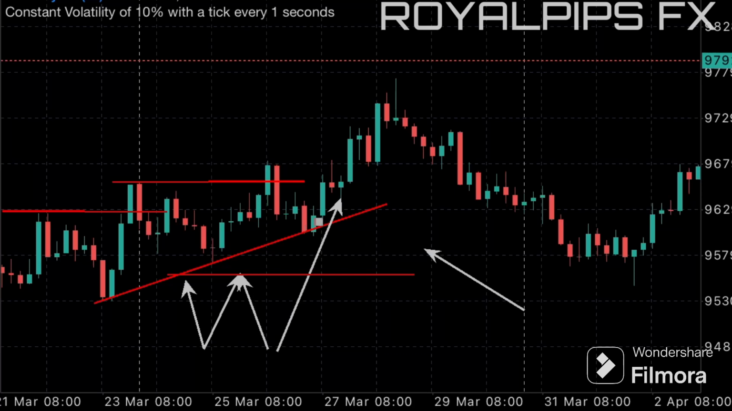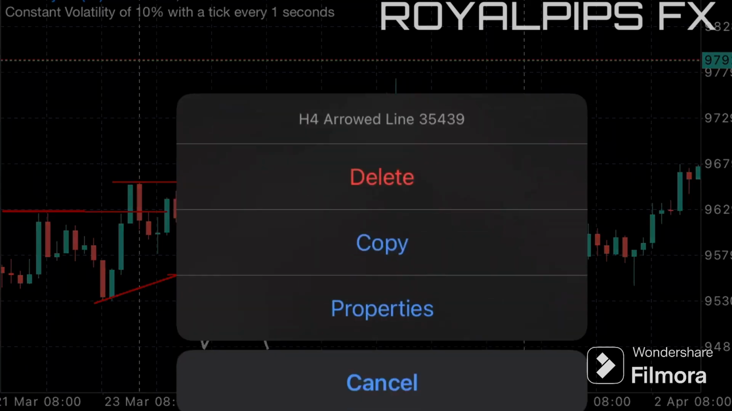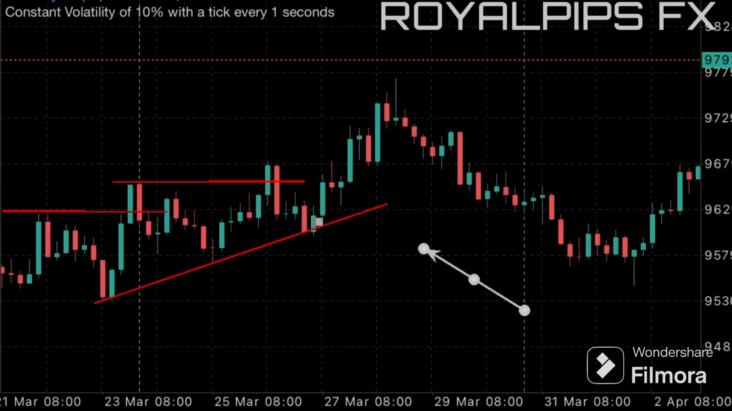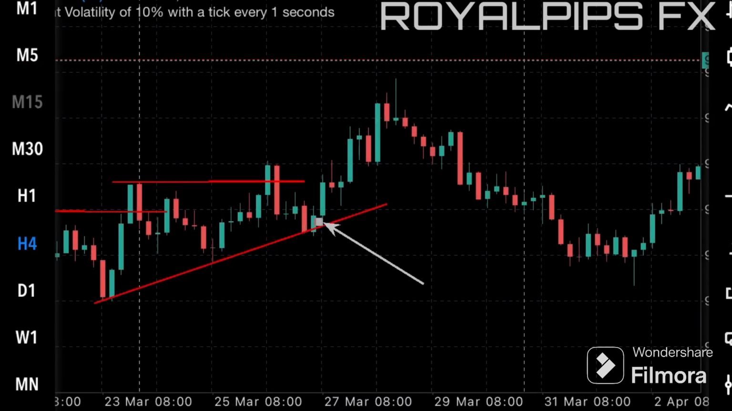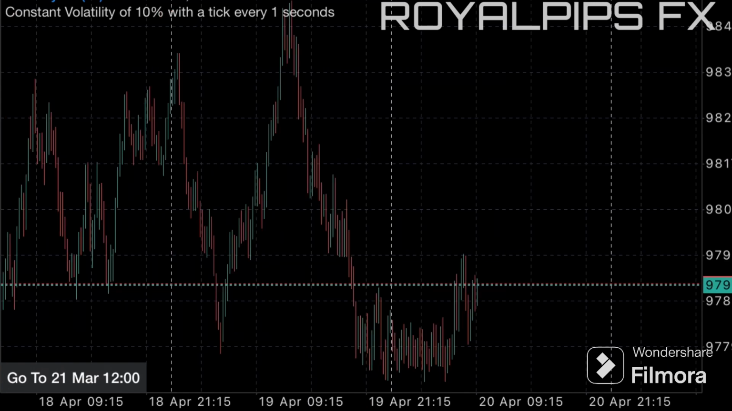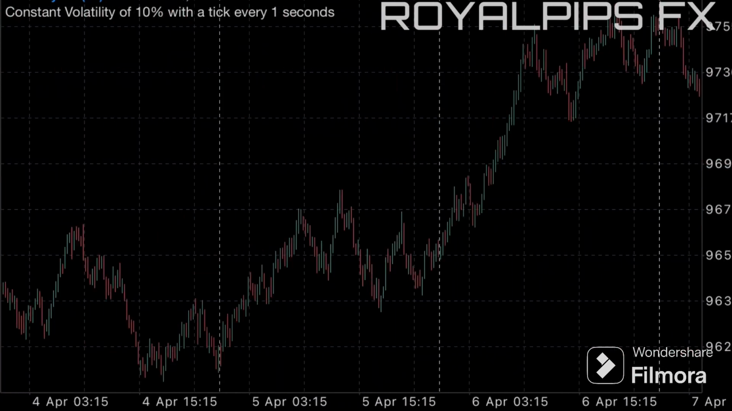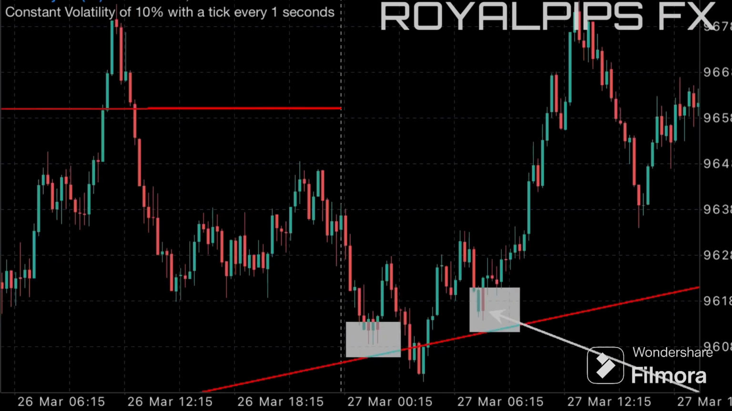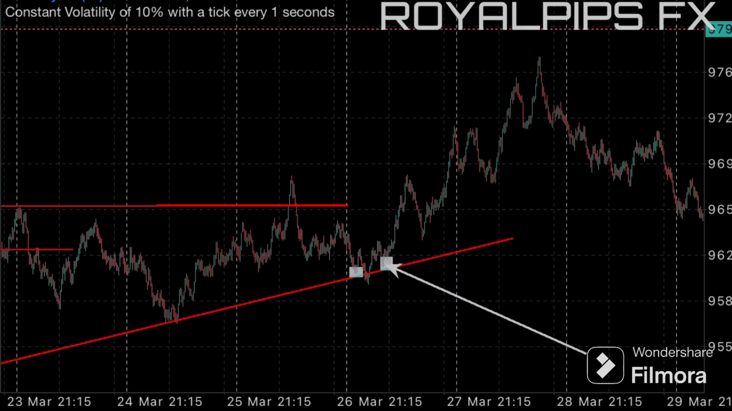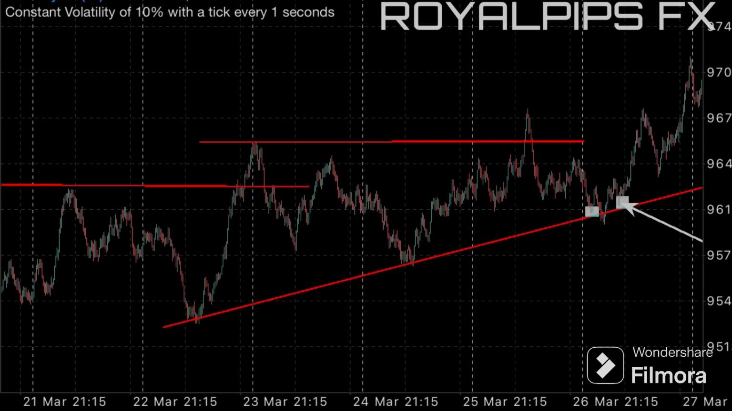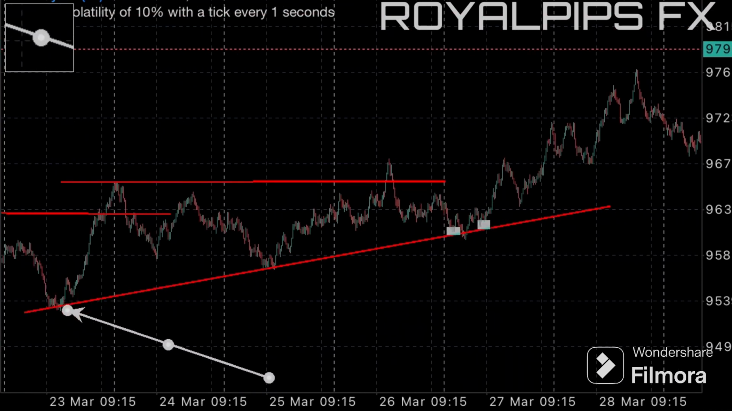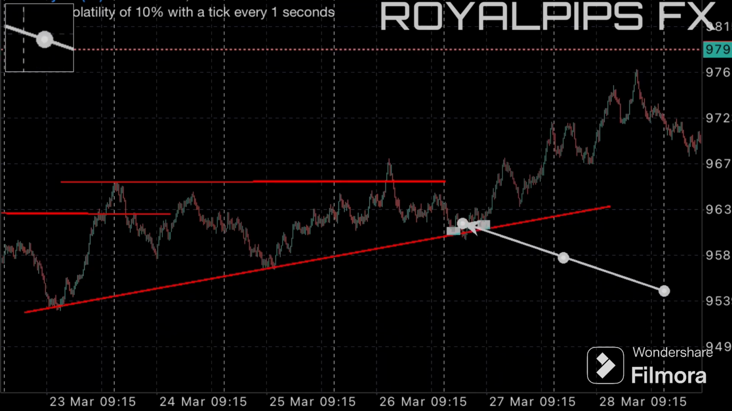So let's go down to the 15-minute time frame to look for entry, whether we can see an entry or not. We are now on the 15-minute time frame. Let's go back to the point. Yes, this is the point. This is the third touch of the trend line. This is our first touch, this is our second touch, and this is our third touch.